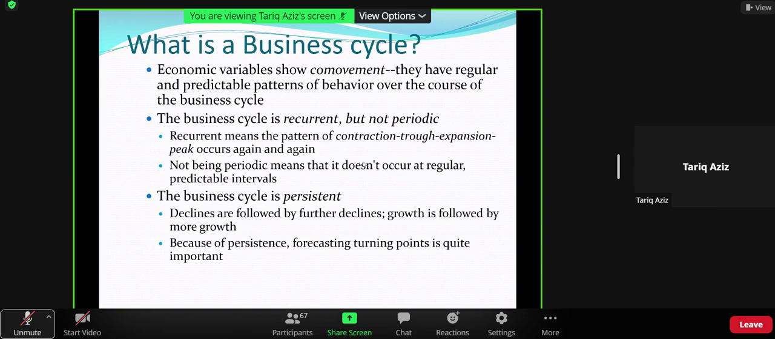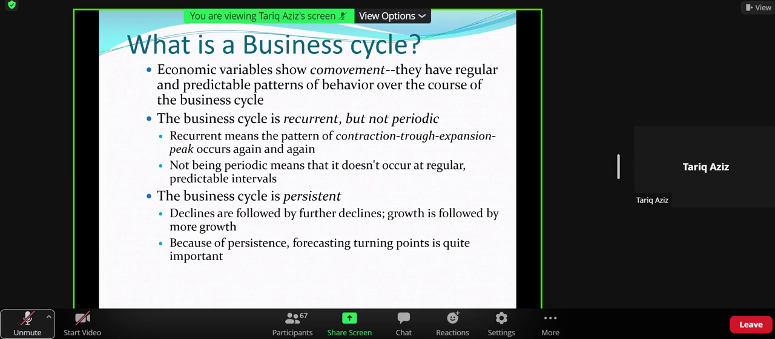Economic variables show co-movement. They have regular and predictable patterns of behavior over the course of the business cycle. So a lot of economic variables co-move with each other. Co-move means they move together. So if there are two variables, they may move together, or there will be correlation between their movements. If one is increasing, another variable will also increase. So this is called co-movement. Or if one is increased, there is some relation. That relation may be negative also. So this is called co-movement.